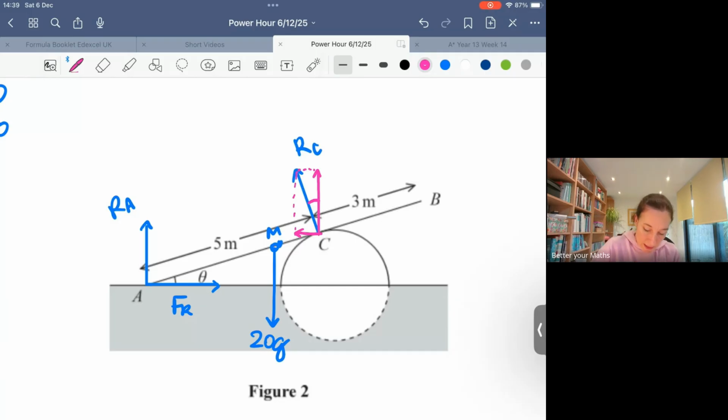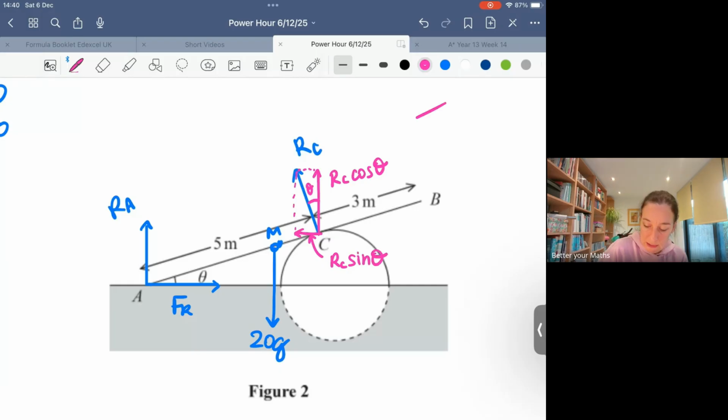this one is theta as well. If you look at this right angle triangle, this is adjacent to the angle and the hypotenuse is RC. So this component is going to be RC cos theta. So the other one, this one here, is RC sin theta.